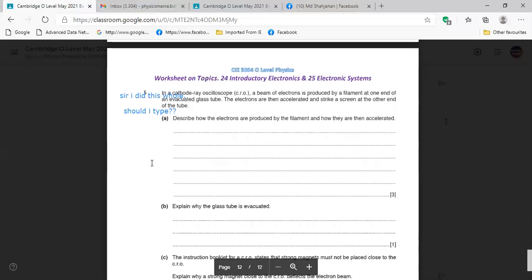Yes, type it. Already we got the idea, right? In our last question, we got that by heating we are having free electrons, right? And we have the high positive potential on the other side. That's why this is accelerated, right? We got that idea. Now, the other point you have to mention here.